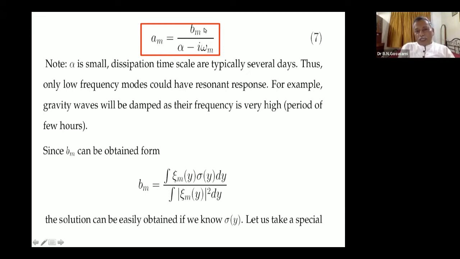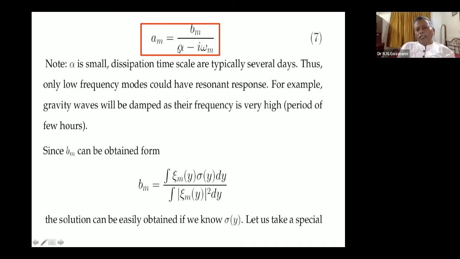So if there is a forcing, these B's are from the forcing. So forcing is projection. This is a projection of the forcing of that particular mode, and then this is the frequency of that mode, and this part has a dissipation.